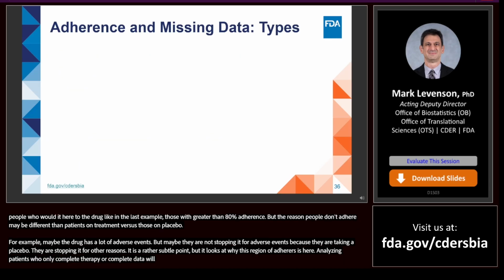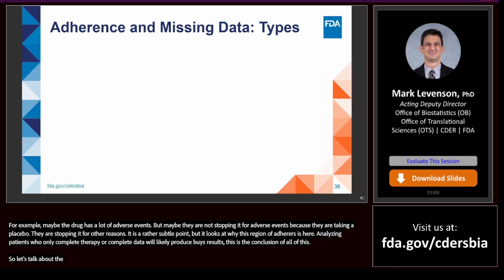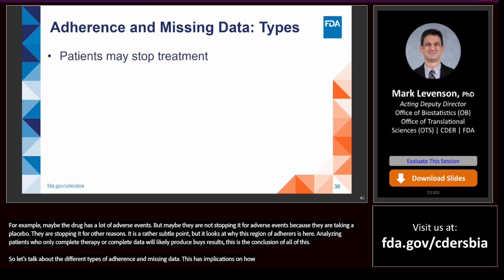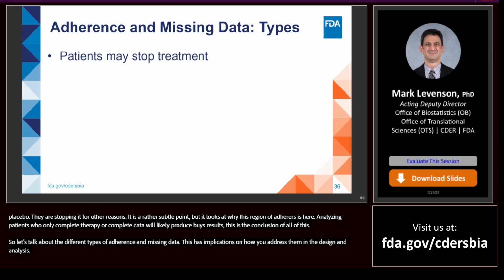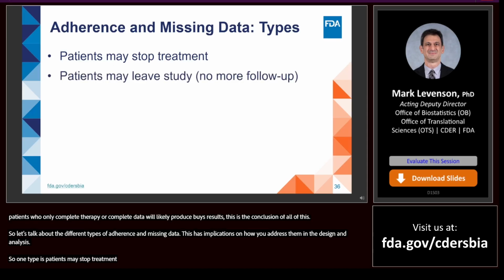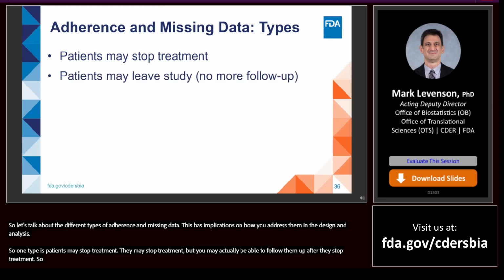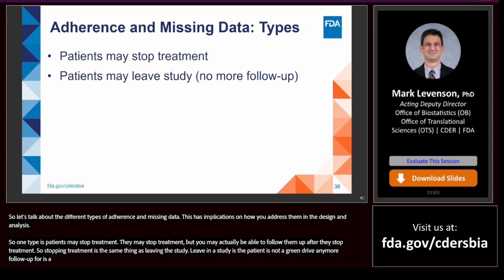So let's talk about the different types of adherence and missing data, because this has implications on how you address them, in the design and analysis. So one type is patients may stop treatment. They may stop treatment, but you may actually be able to follow them up after they stop treatment. So stopping treatment is not the same thing as leaving the study. Leaving the study is the patient is not agreeing to have any more follow-up, or has just been lost to follow-up perhaps. So a patient can stop treatment and still be followed up. So I'd like to distinguish those two situations.